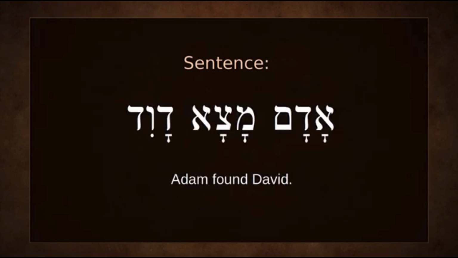Here is that same sentence in Hebrew. Adam, matzah, David. Adam is the subject. Matzah is a new word. It is a verb that means found. And David is the object.